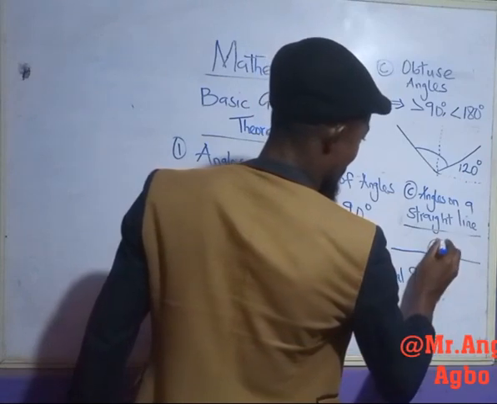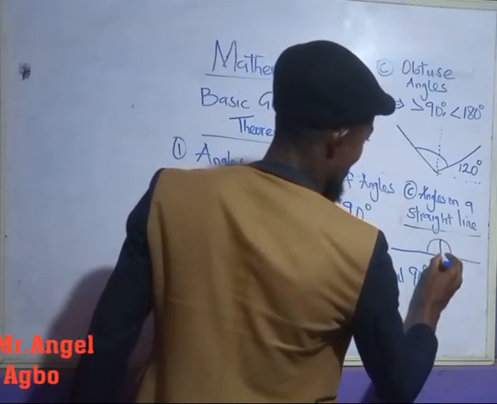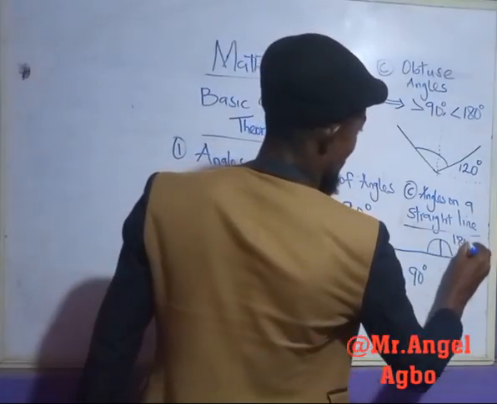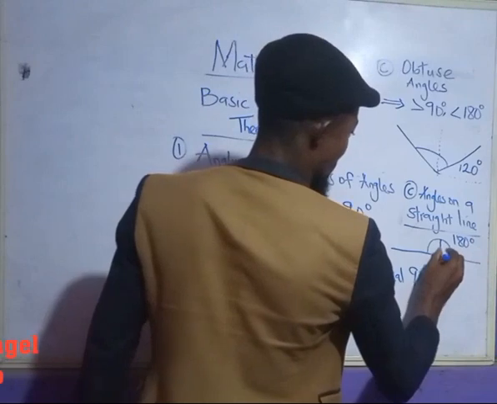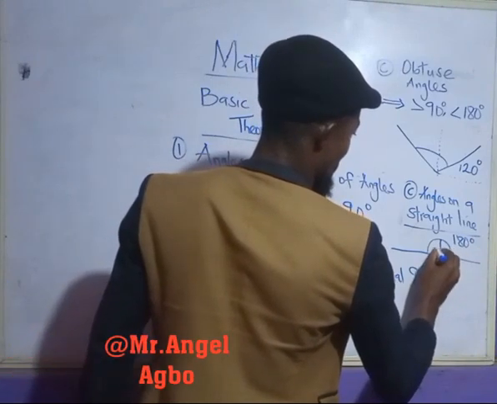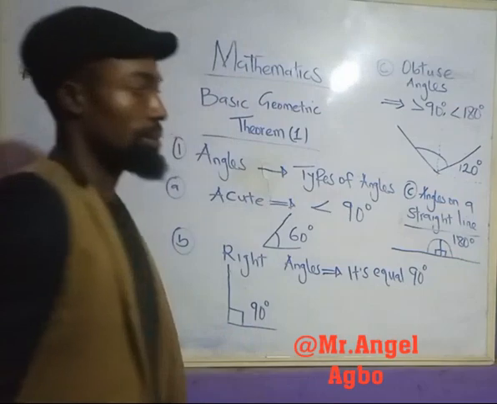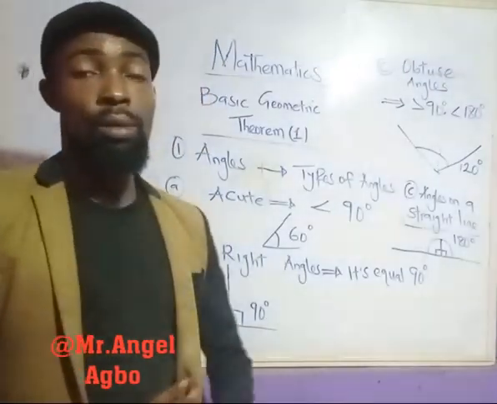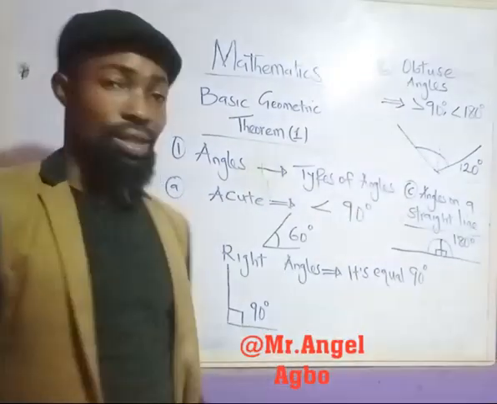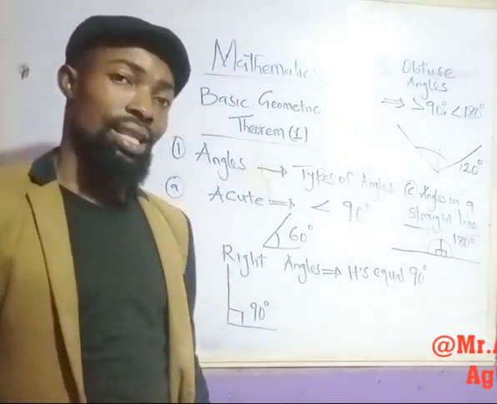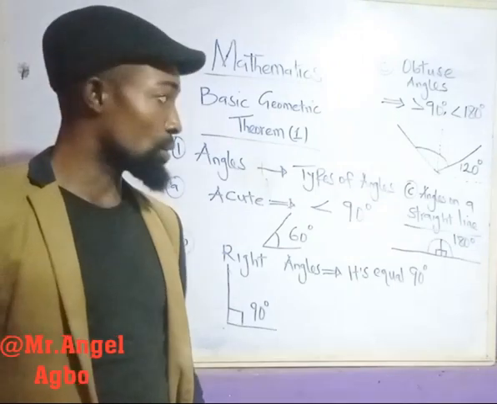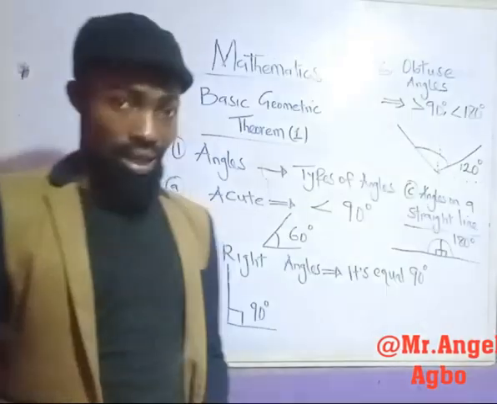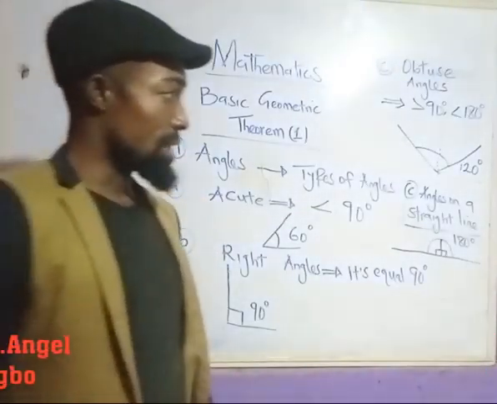So we can say it's equal to what? 180 degrees, because we have one right angle here and we have another one here. So the combination of the two right angles forms this particular angle, which is angle on a straight line, and the amount of degrees of the angle we have there is 180 degrees. Did you get that? Yes, thank you.